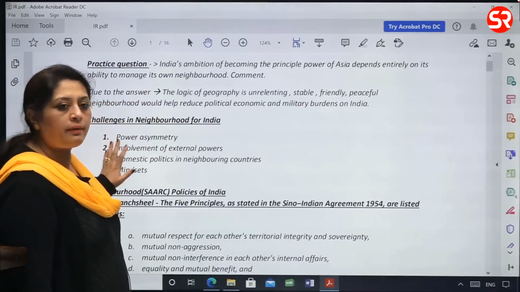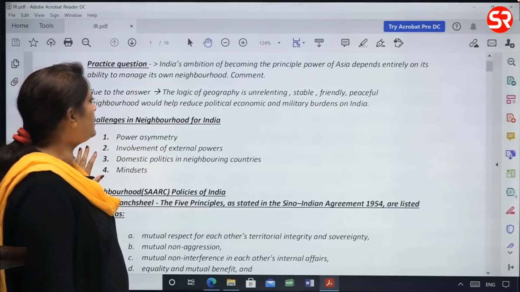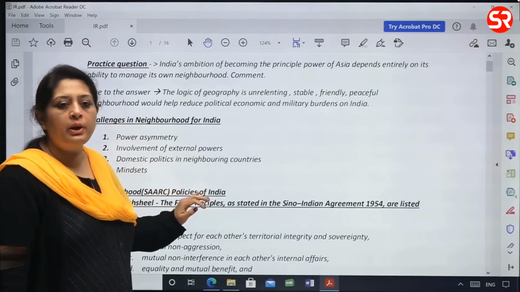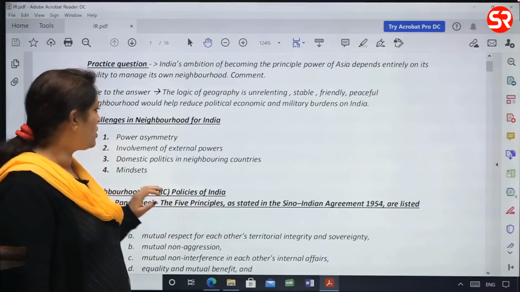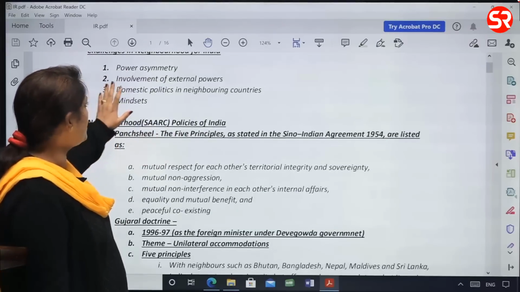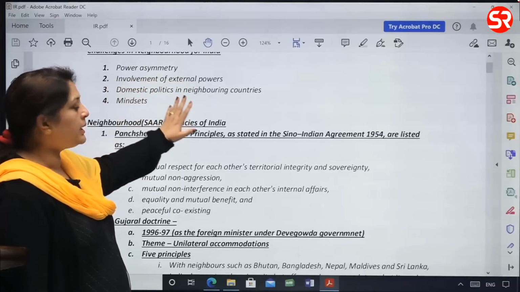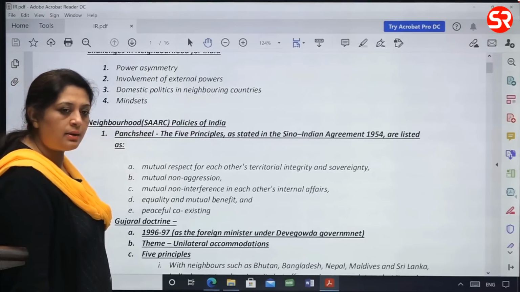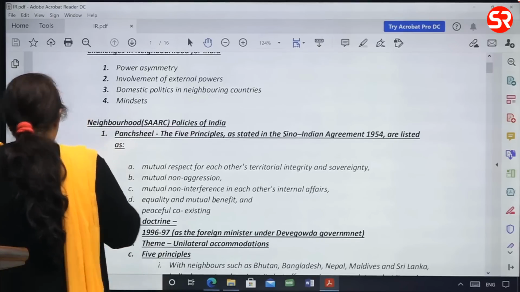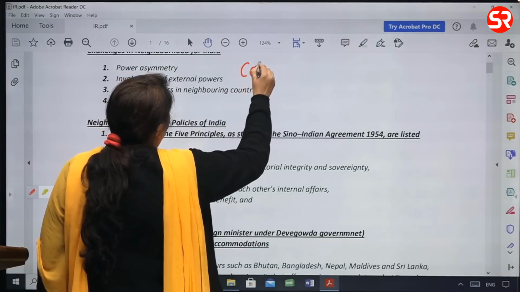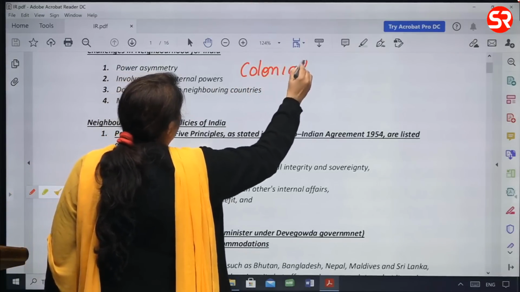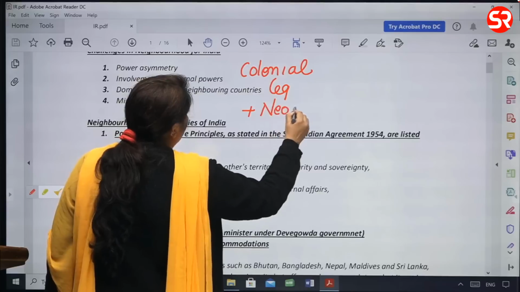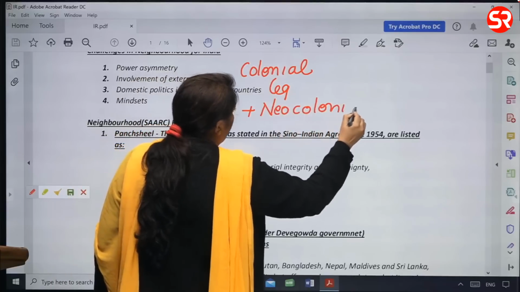The logic of geography is unrelenting. A stable, friendly, peaceful neighborhood would help reduce the political and economic burdens on India. Challenges in the neighborhood: power asymmetry, involvement of external powers, domestic politics, and the mindsets. You can also add colonial legacy plus neo-colonial ambitions.